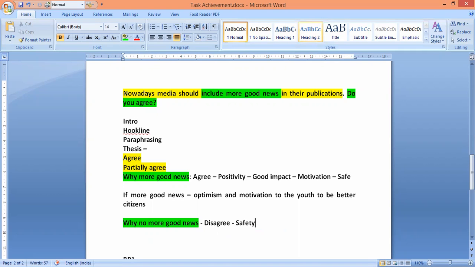Not only good news should be covered; everyone should be well prepared for the actual scenario by having the news. Let's consider it in terms of safety and security. Now you have your two ideas, and the planning is done, so you can go ahead.